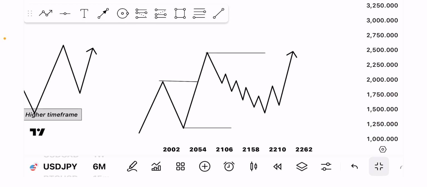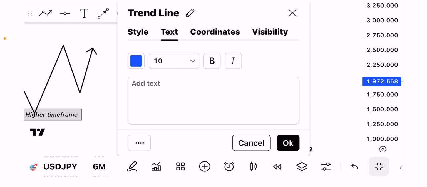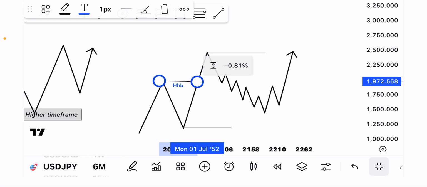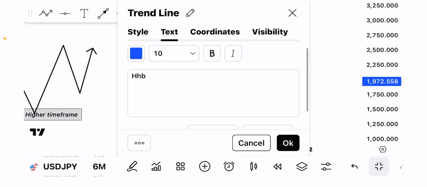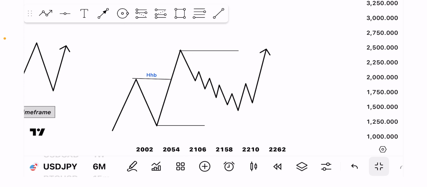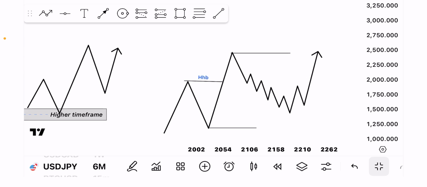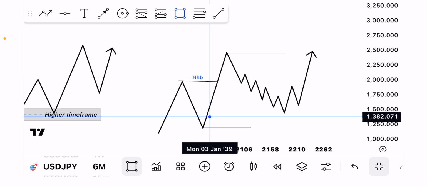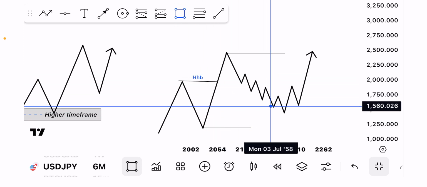So that being said, this becomes our higher high break. When the market keeps breaking higher highs, it becomes our higher high breaks. So now this is where we get information from. This is how we now enter this trade.